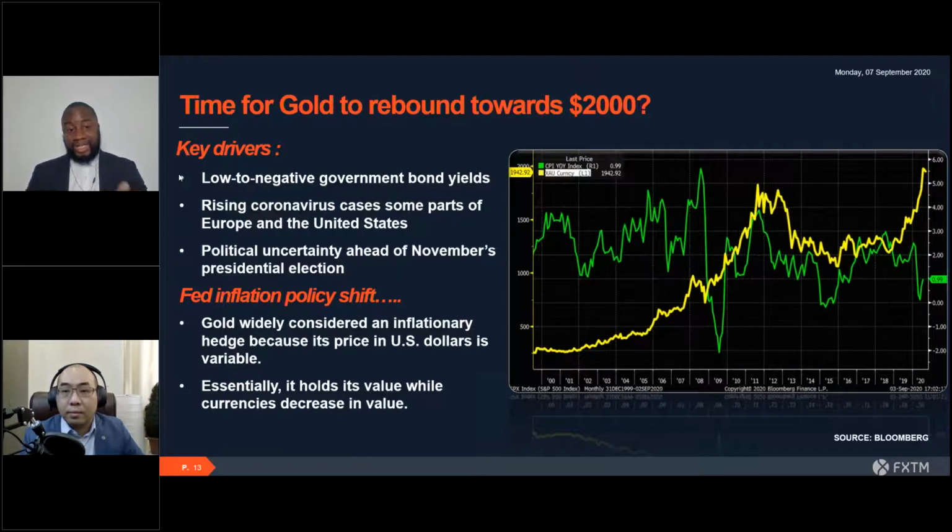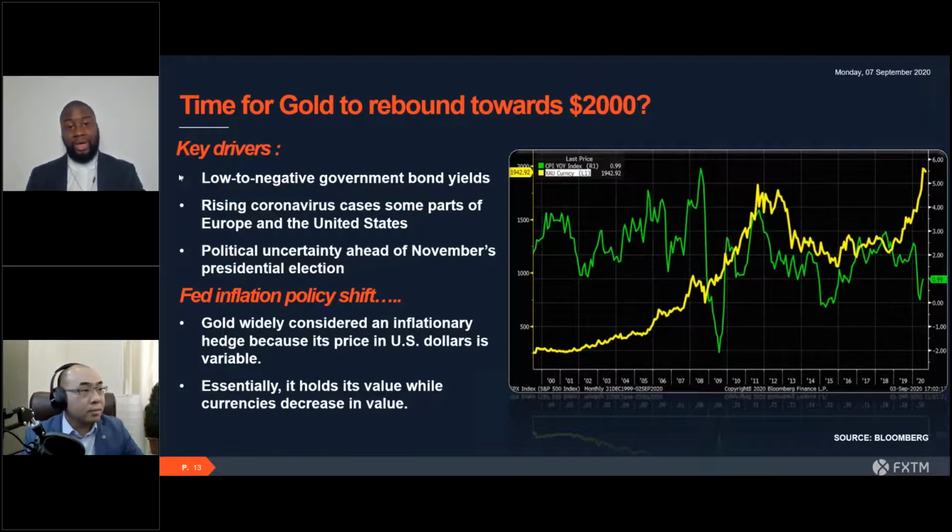The question is, is it time for gold to rebound towards 2000? I've got a colorful chart right here showing the correlation between gold and inflation. It says there is a correlation between inflation and gold, as we can see, especially since back in 2010, 2011. So if the Fed is allowing inflation to rise in the United States, this could result in gold prices pushing higher.